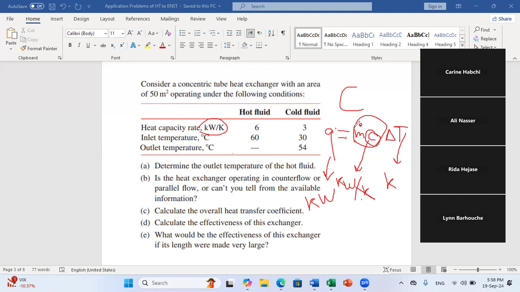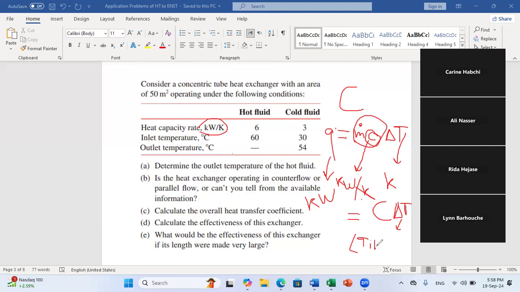And now, if you want to compute, let's say for the hot fluid, the heat rate, it's equal to big C, that is given here, times the variation in temperature, delta T. So for the hot fluid, the temperature will decrease. So delta T will represent T in minus T out of hot.